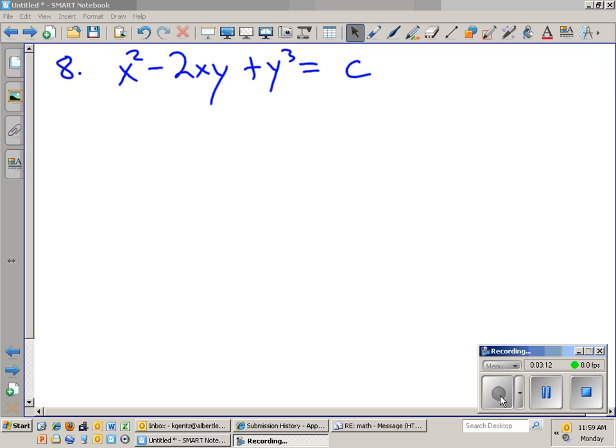This is number 8. I'll do number 8 for you. It is similar to some others. And 8 reads as follows. X squared minus 2xy plus y to the third is equal to c. Anybody want to guess what c is? C is just some constant. Might as well be 6, 9, 8, 24, 83, 3.141. When you take the derivative, you will get 0, okay?